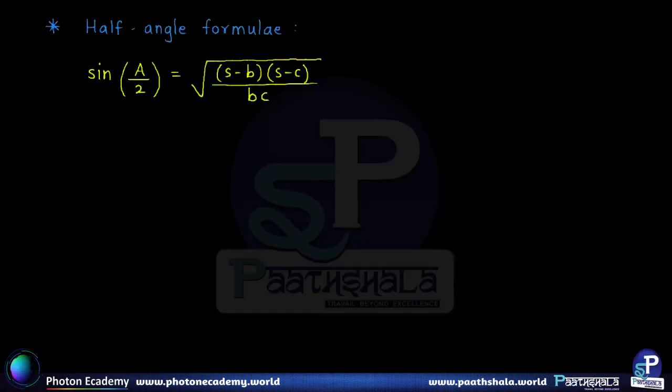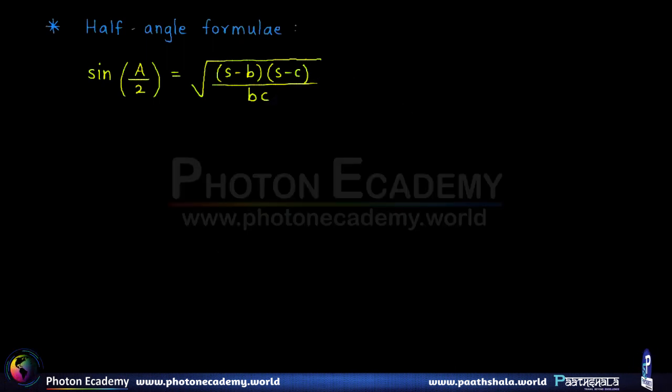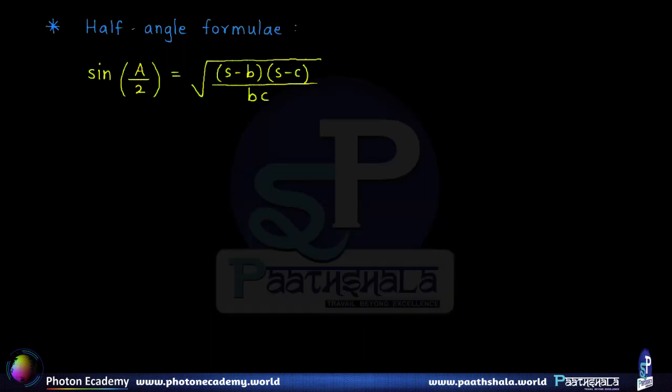So moving on, here is the statement of half angle formulae. To begin with, we consider the half angle formula for sine, that is sine of A by 2 is equal to square root of (S minus B) into (S minus C) whole upon BC. Now just to clarify, these formulae are related to a triangle only, okay? So they are applicable only for angles of a triangle and sides of a triangle.